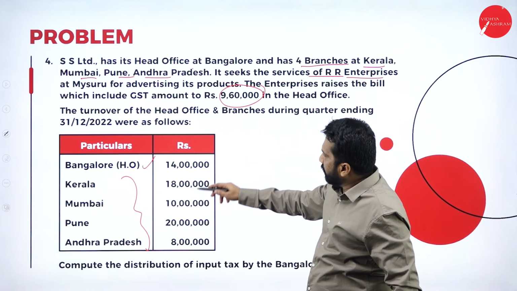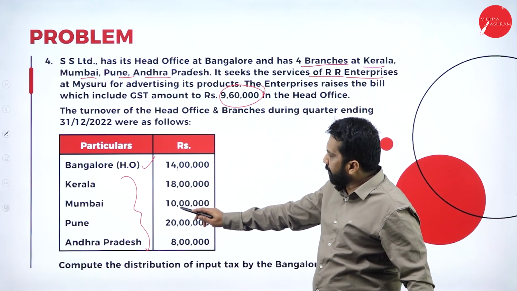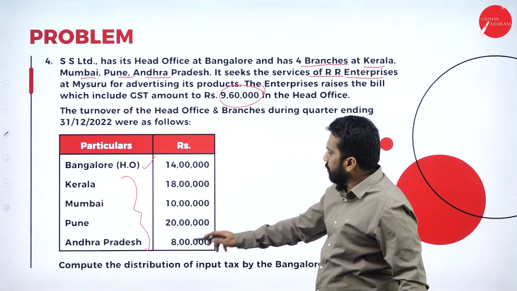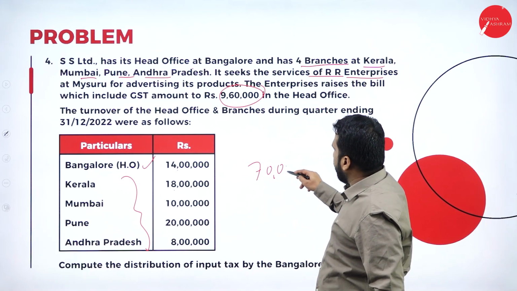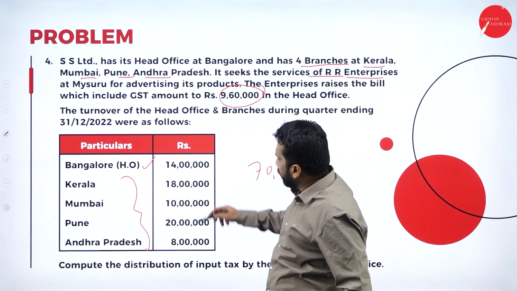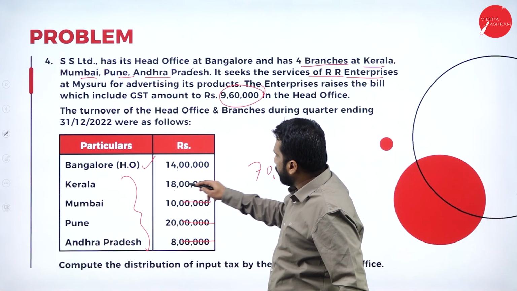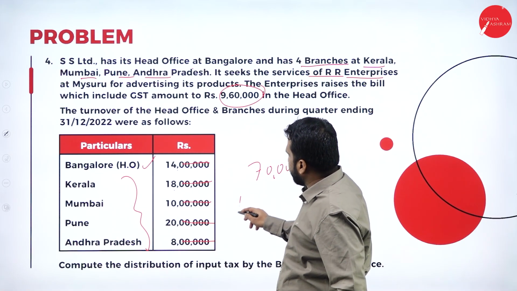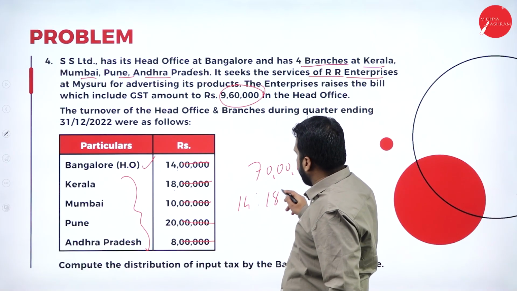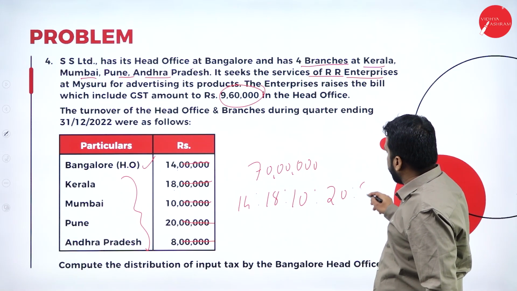You have to add all this. 14 lakh plus 18 lakh. How much is it? 32. Plus 10, 42, 62. It is 70 lakh. Or else you can make simplification. Cancel all the 5 zeros. Your answer will be 14 is to 18 is to 10 is to 20 is to 8.